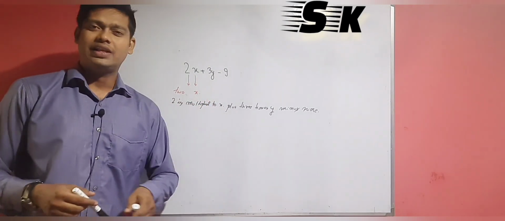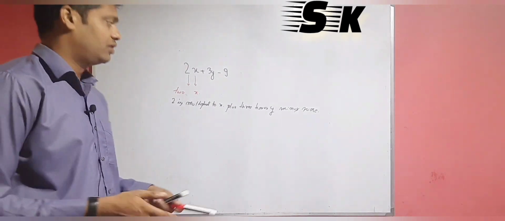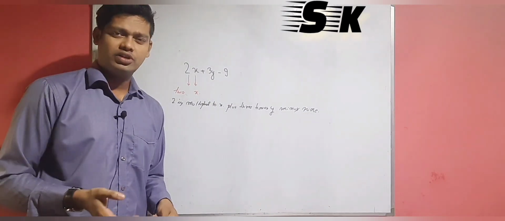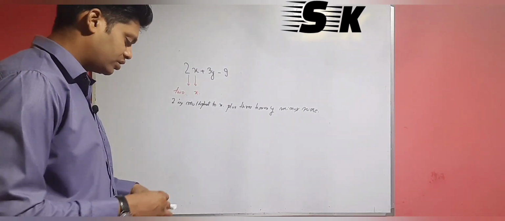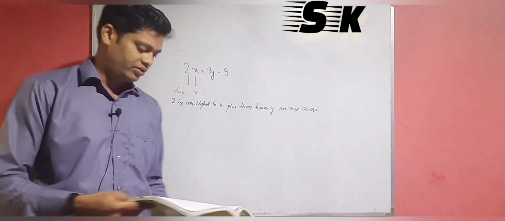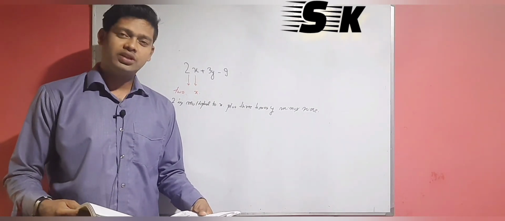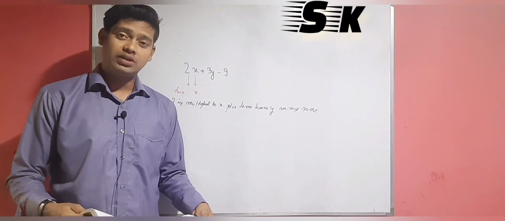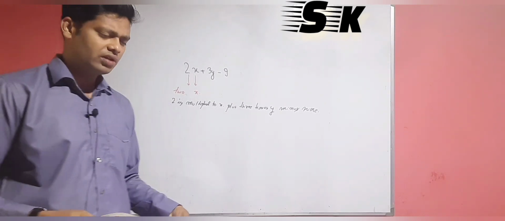So this is an algebraic expression. Whenever it's like this, we will say it's an algebraic expression. Everything I will discuss with you. But for now, what is an algebraic expression? An algebraic expression is the combination of variables and constants. Sir, what are variables and constants? Everything I will come to.